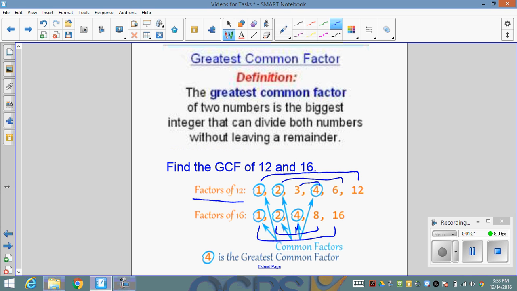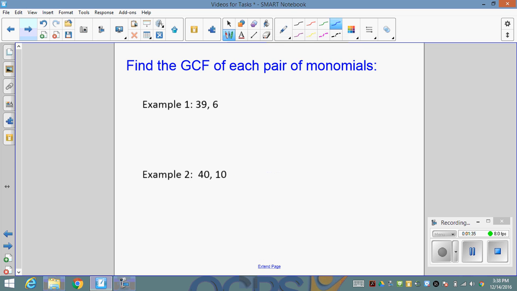To find the greatest common factor, first we look at the common factors, the ones that are in both lists, and then we look for the biggest one. So our greatest common factor between 12 and 16 is 4. Now, let's use this process to find our greatest common factor from each pair of monomials. In fact, I can just say constants, since these don't have any variables with them.